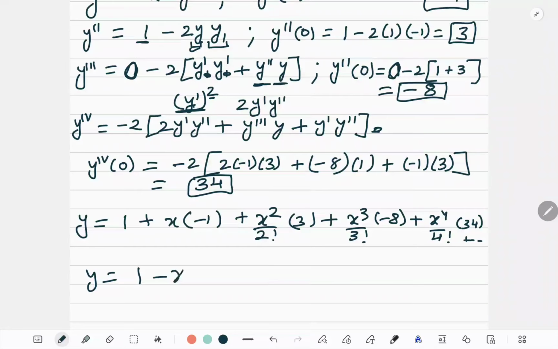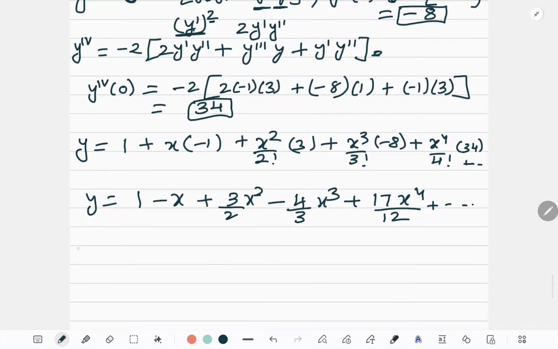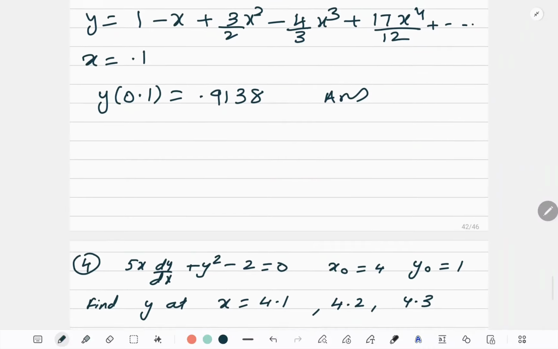So y is equal to 1 minus x plus 3 by 2 x square minus, 3 factorial is 6, right? So it will become minus 4 by 3 x cube, plus, 4 factorial is 24, so 34 by 24, so 17 x to the power 4 upon 12. So this is the series. Right? But I want the answer at 0.1. So now put x equal to 0.1 here. When you put x equal to 0.1, you will get y of 0.1 equal to 0.9138, which is our answer. Easy? Let's move to the next question.